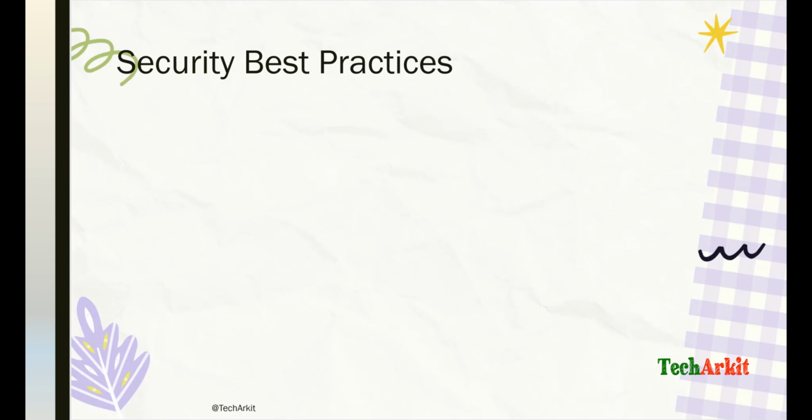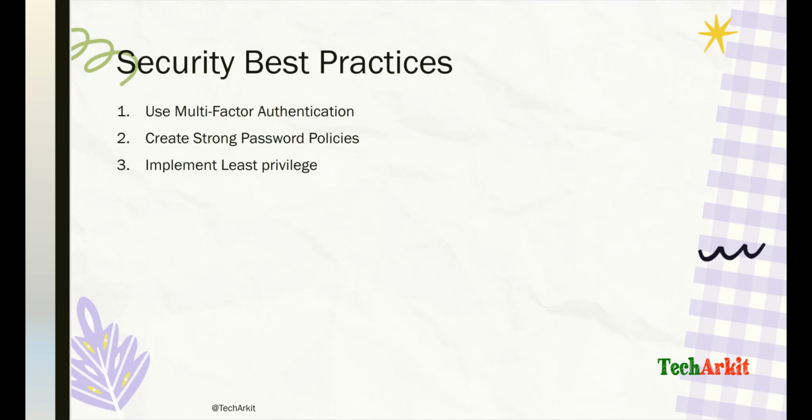So what are the security best practices you have to follow? One is to use multi-factor authentication. Any user account you create, always use multi-factor authentication. Create strong password policies. For example, the minimum password length is 15 characters. You should have a small letter, a capital letter, a special character, and a number, so that it will be a complex or strong password. Implement least privileges. Provide the permissions the role demands or requires to do the job. That's the minimum least privileges policy.